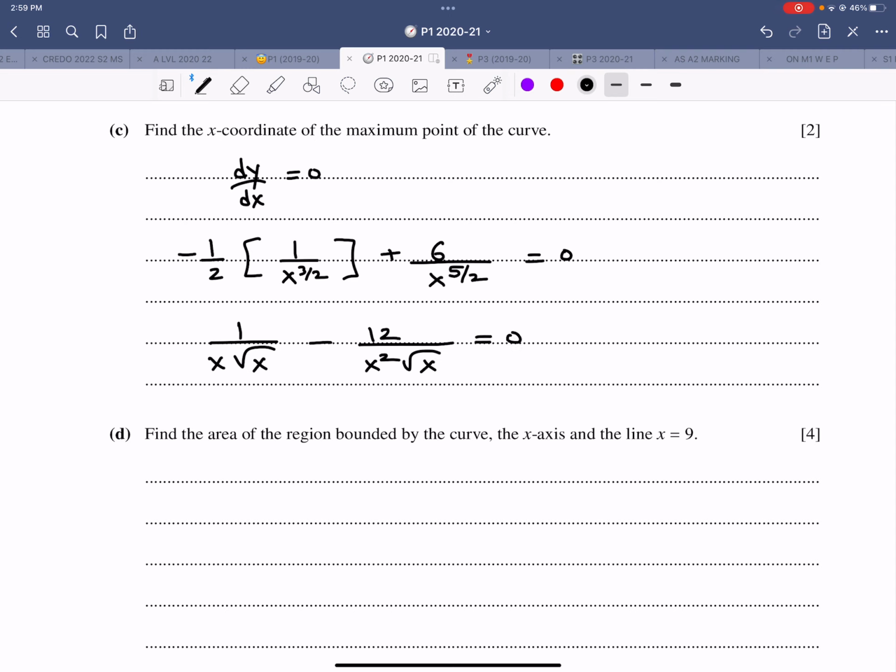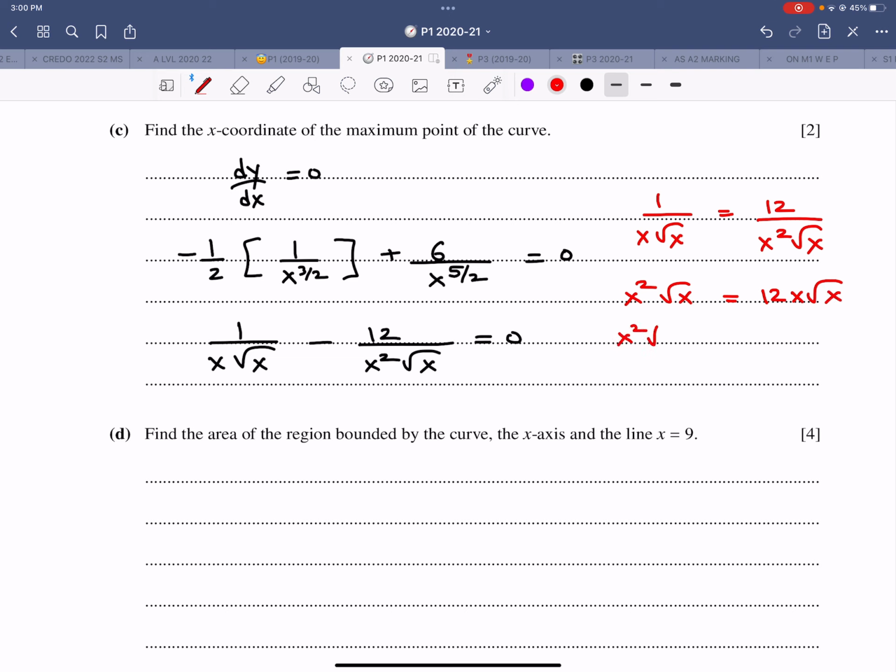Does this look fine? 5 over 2 is 2 plus half. 3 over 2 is 1 plus half. So x power 1, x power half, x squared, x power half. Okay? So it's very, very basic indices. So now we would say 1 over x root x equals 12 over x square root x, and it's just working like the first part. X square root x equals 12x root x.